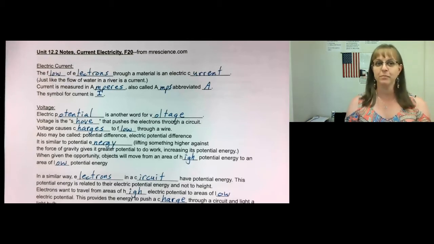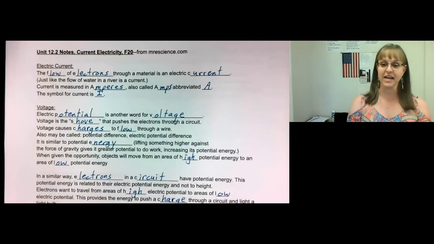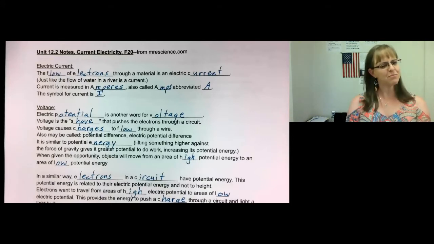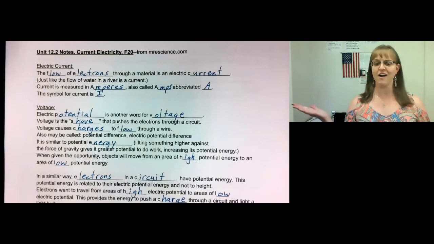Current is measured in amperes. It's named after Mr. Ampere, and it's also called amps, or abbreviated capital A. It's capital A because it's named after somebody's name. The symbol for current is the letter capital I. Go figure. I have no clue why they used I.